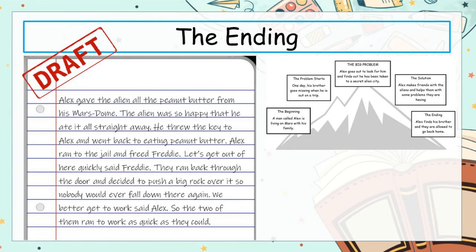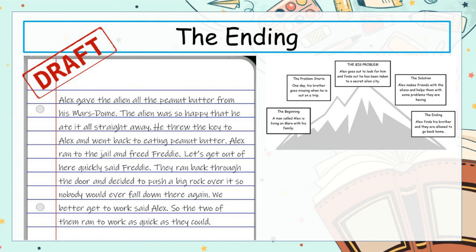Now for our final part of the story, the ending. Again, I'm going to use my story mountain because I know that I want to have a happy ending where they get to go home. So this is what I wrote for my first draft of that part.